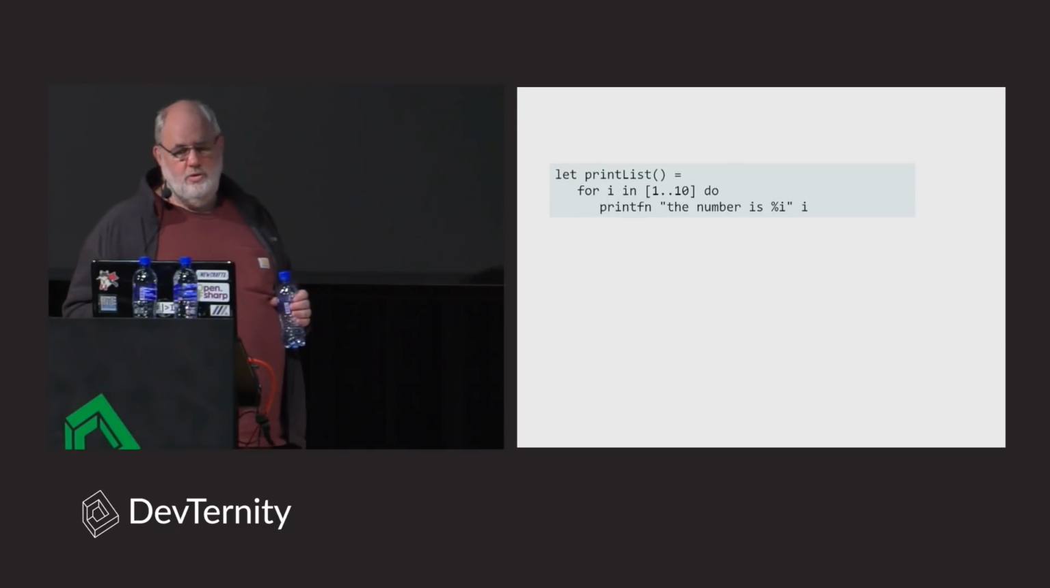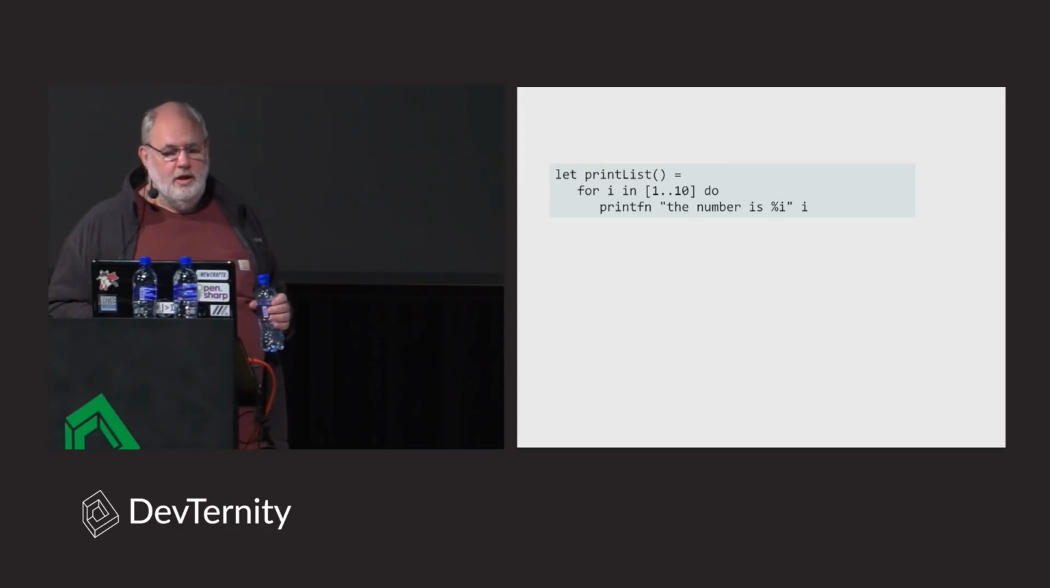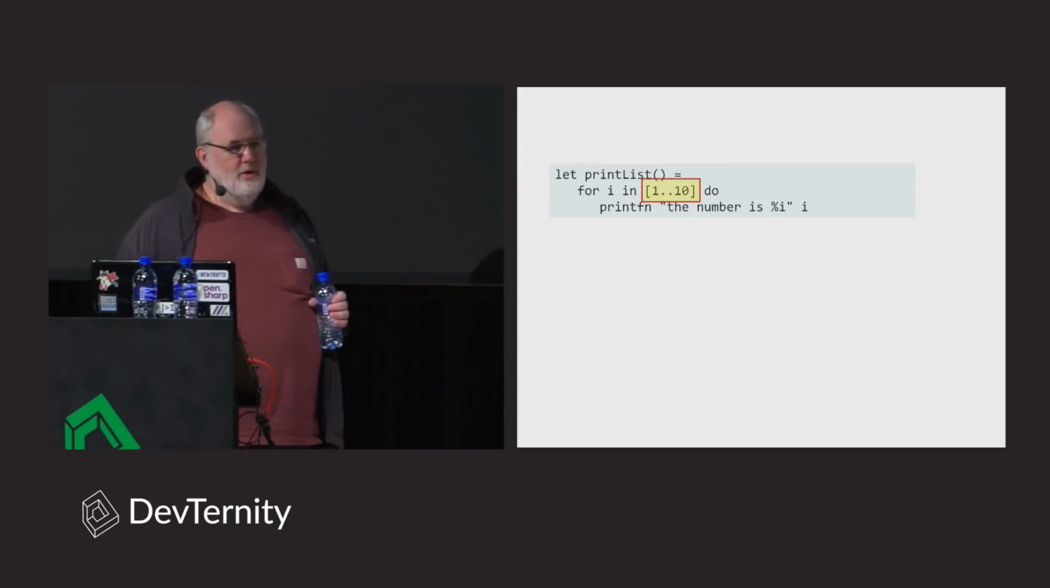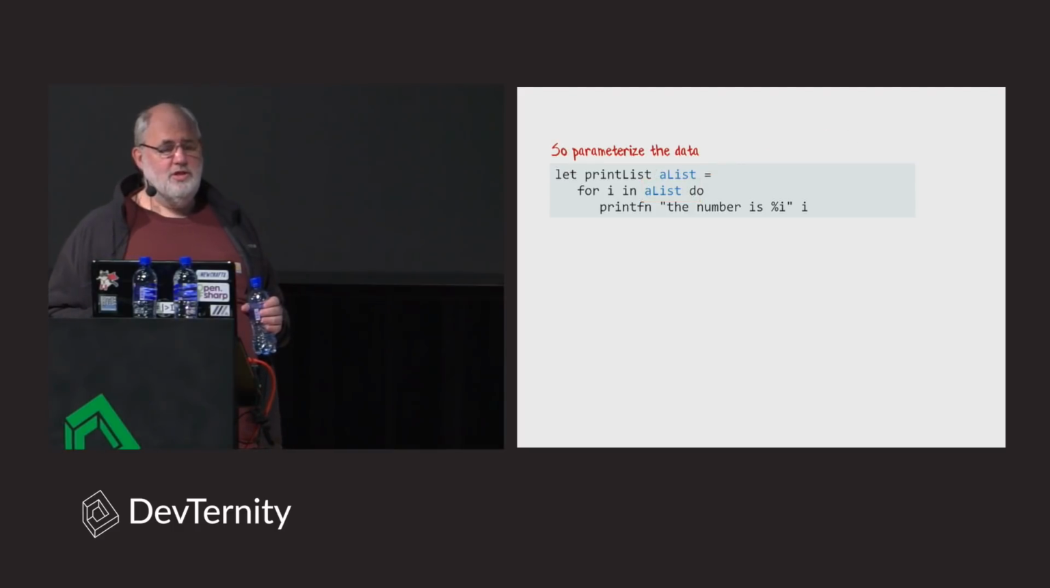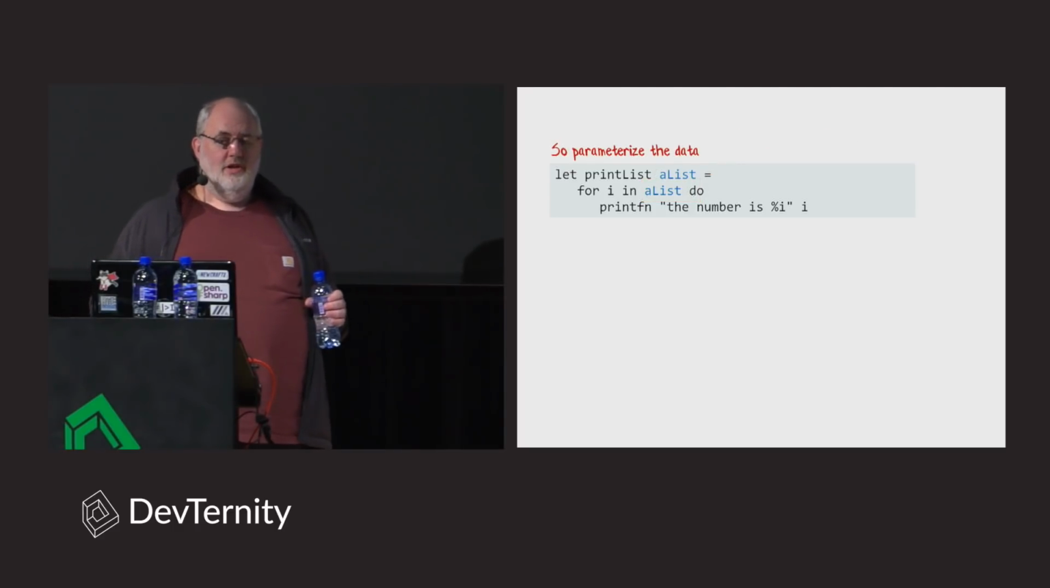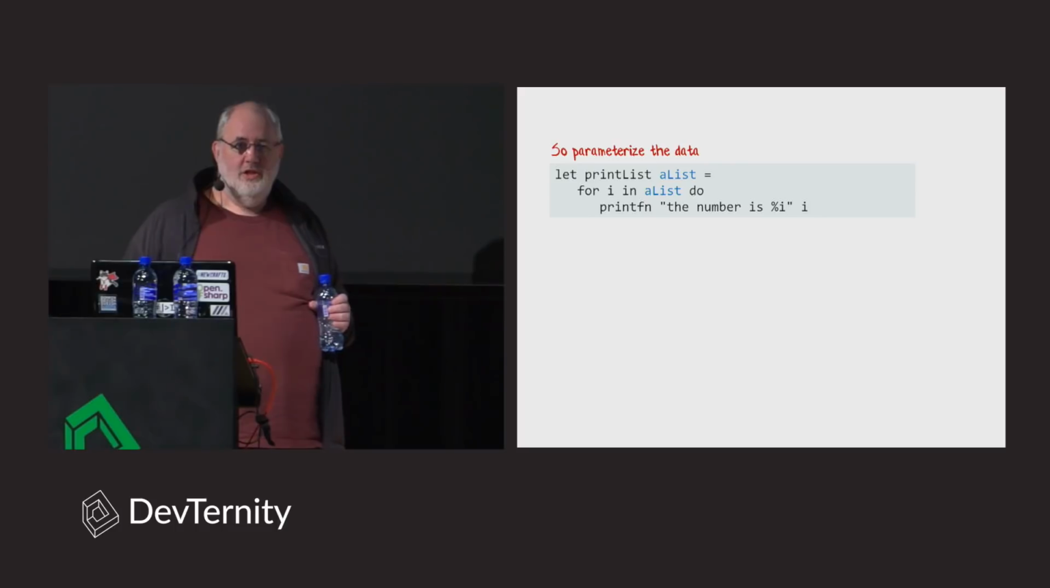Well, here's some code to print a list of numbers. And you look at this code and you say, I've hard-coded the numbers 1 to 10. That seems really kind of strange. Why would I hard-code it? Let's make it into a parameter, okay? I'm going to pass in a list of numbers. And for each item in the list, I'll print it. That's much nicer. That's a much better way of doing it. And I think we'd all agree with that.